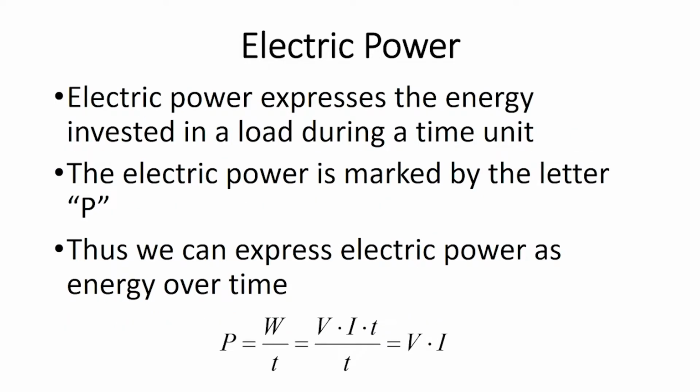Electric power expresses the energy invested in a load during a time unit. The electric power is marked by the letter P. Thus, we can express electric power as energy over time. P equals W divided by T, which is equal to V times I times T divided by T, that is reduced to V times I.